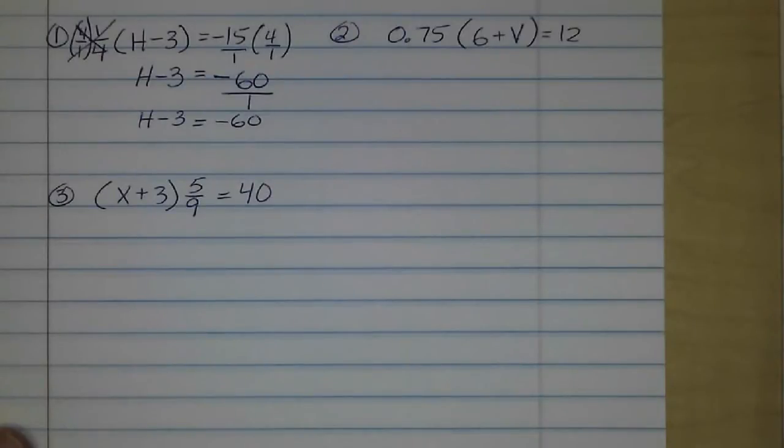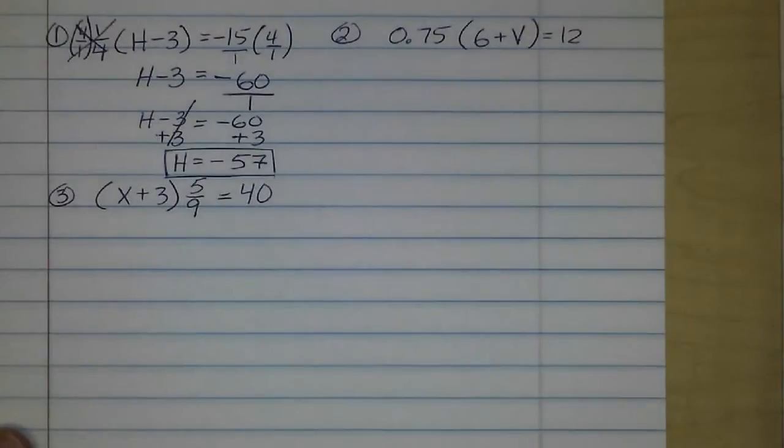Now, to get rid of that minus 3, the opposite of minus 3 is plus 3, so I'm going to add 3 to both sides. The 3's on the left cancel, and negative 60 plus 3 is negative 57. So we have h equals negative 57 as our answer there. Remember, if you didn't get the answer for some reason, pause the video, take a look at your work and my work, and see where the mistake was made.